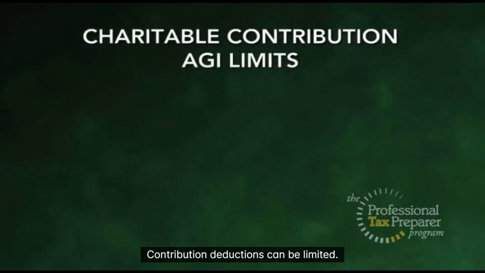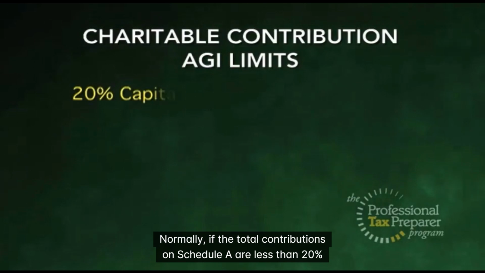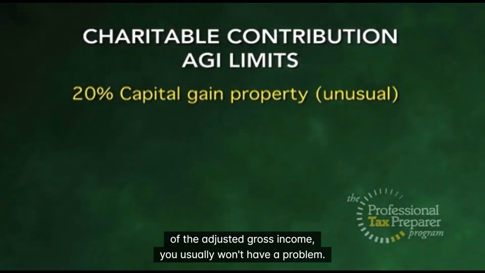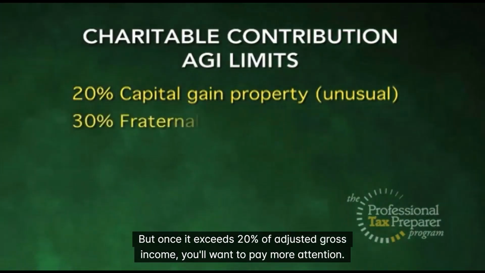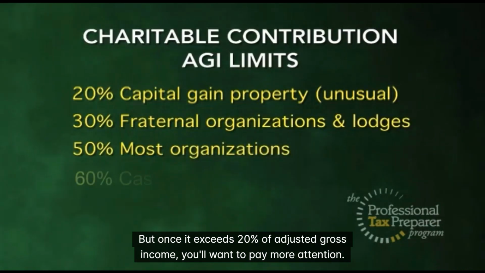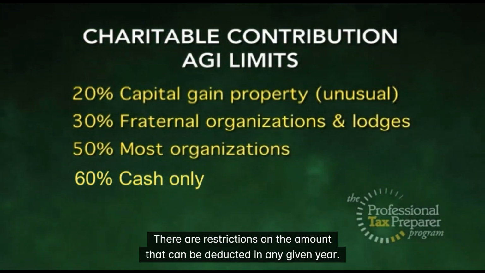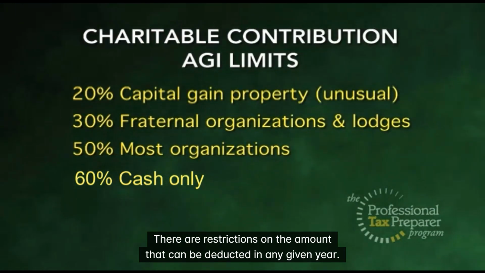Contribution deductions can be limited. Normally, if the total contributions on Schedule A are less than 20% of the adjusted gross income, you usually won't have a problem. But once it exceeds 20% of adjusted gross income, you'll want to pay more attention. There are restrictions on the amount that can be deducted in any given year.